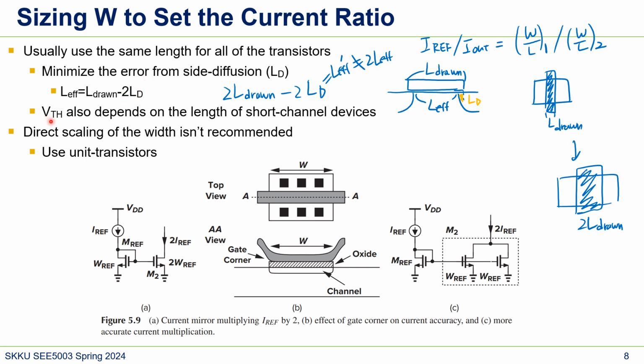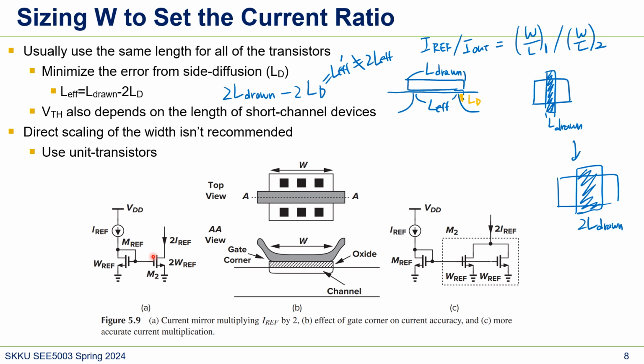And then the other one is that VTH also depends on the length for short channel devices. So for advanced technology, or when L is not that big, VTH changes over this length. So in most cases, it's better to set the length as a constant over the two current mirror transistors. Okay, so now we understand we have to set the length the same. Then the other thing that we can do is sizing W, right?